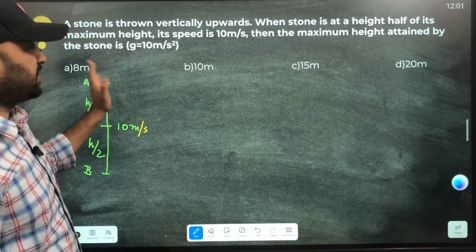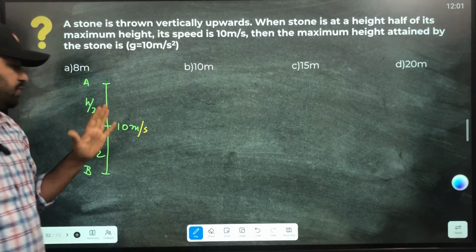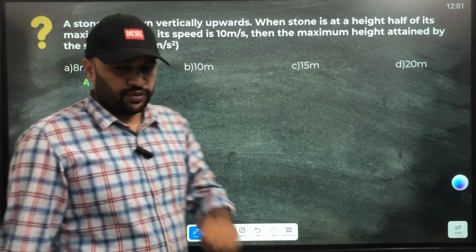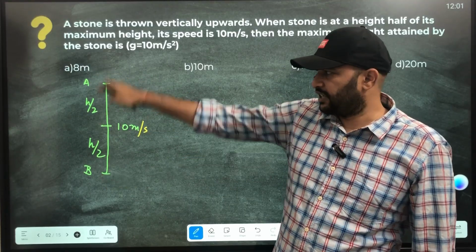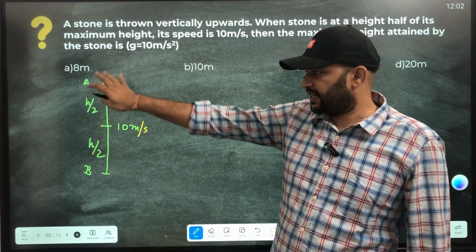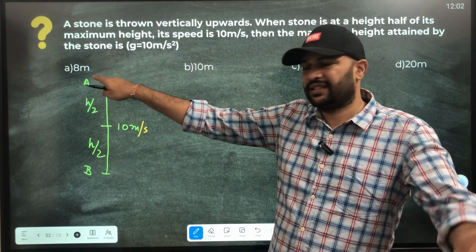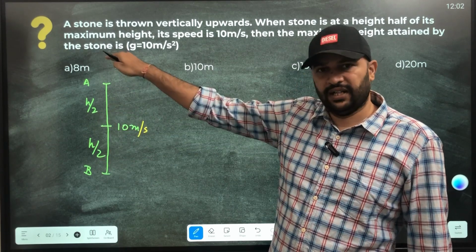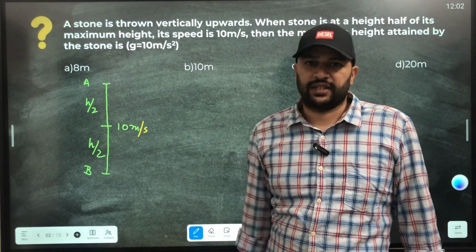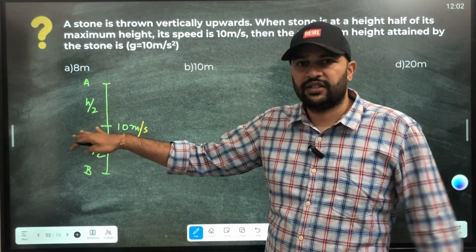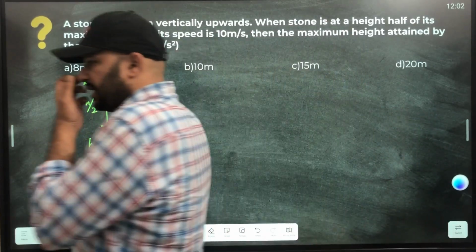Fine. Then the maximum height achieved by the stone will be how much? We have to figure that out, right? Let me explain the question once again. We are throwing the stone from point B to point A, right? I don't know the length of AB. They said that at half of the total height, so if the total height is 10 meter, just as an example, then this is 5 meter and this is 5 meter, right? So when it reaches 5 meter, its speed is given as 10 meter per second. I don't know what this 5 meter is, it can be 2 meter, it can be anything, right? So we have to figure out the total height it has traveled.